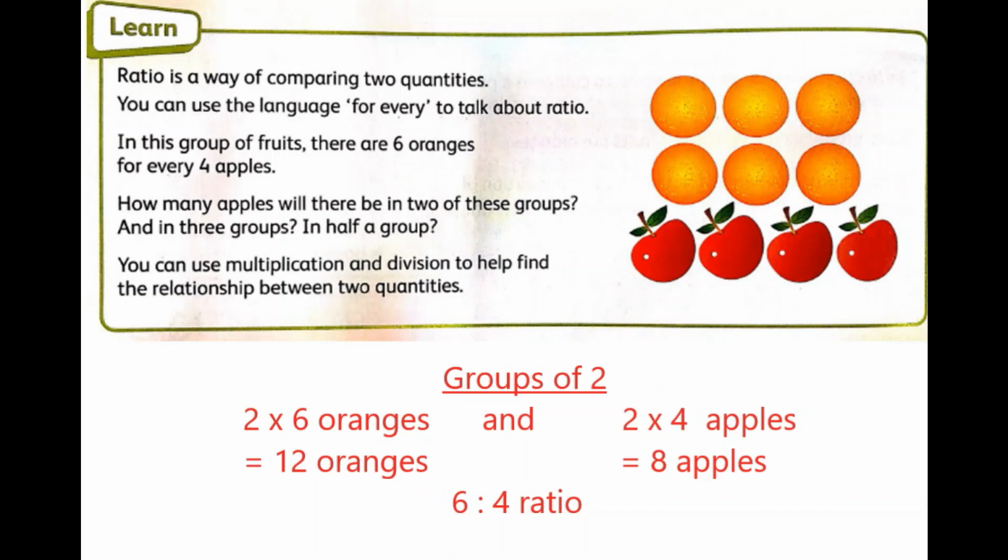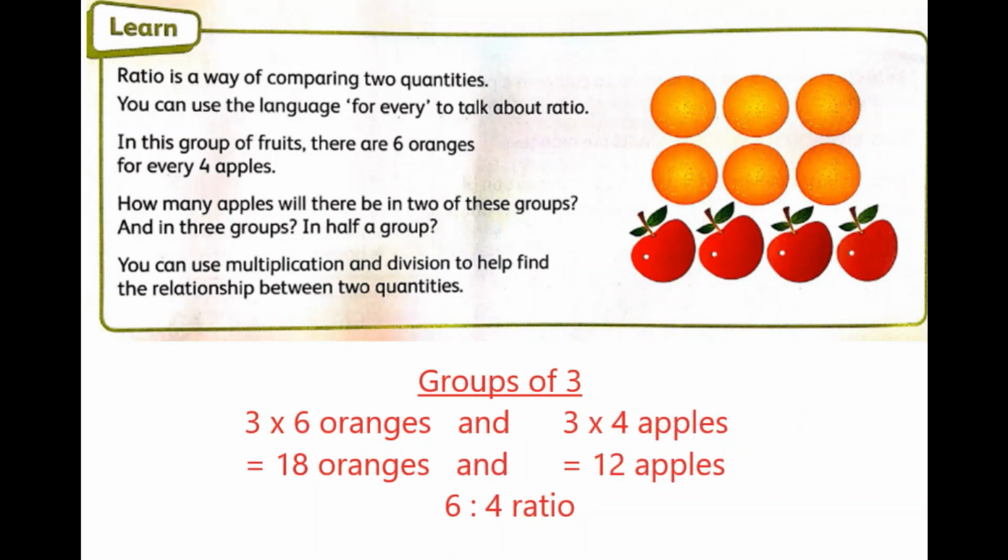For groups of 3, same idea. You're going to take the 6 oranges and the 4 apples, and now you're just going to multiply it by 3. So 3 times 6 oranges is 18 oranges, and 3 times 4 apples will be 12 apples. So a group of 3 will have the same ratio of 6 oranges to 4 apples.